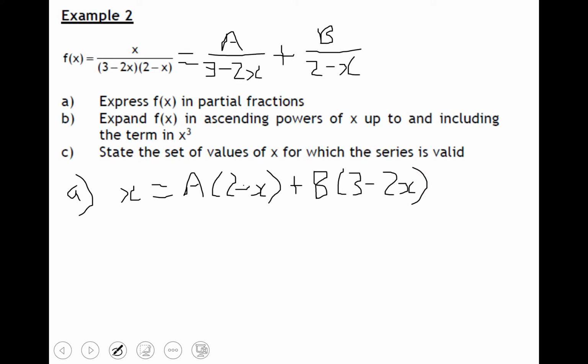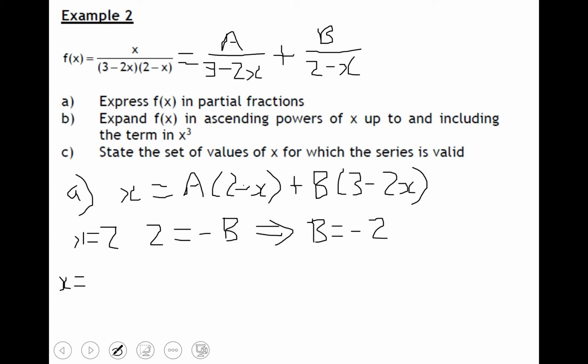Then we choose x values to make our formulae easy to solve. So if we make x equal 2, 2 is equal to, 2 minus 2 is 0, so the first term cancels. That makes 2 a good choice because we eliminate one of the constants. Sticking the 2 into the second term, 3 minus 2 times 2, 3 minus 4 is minus 1, so 2 equals minus b which gives us that b is equal to minus 2.